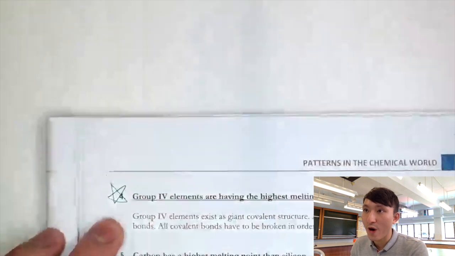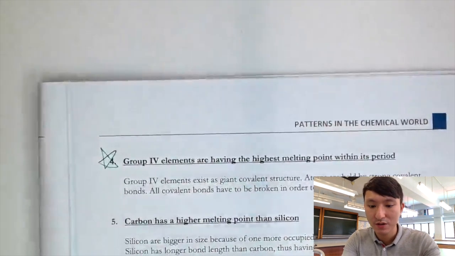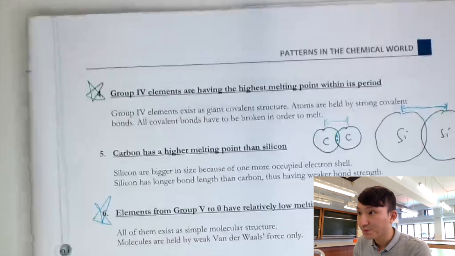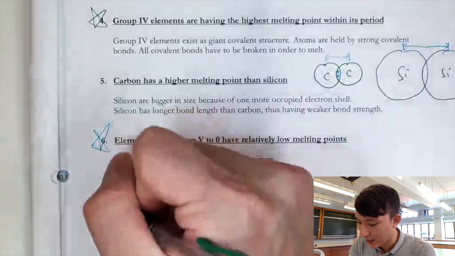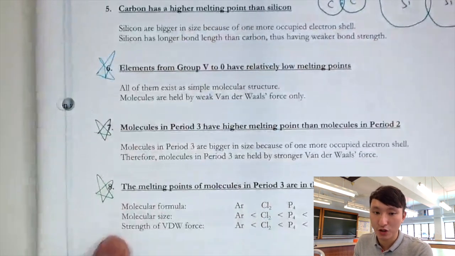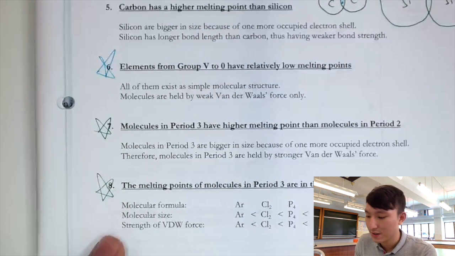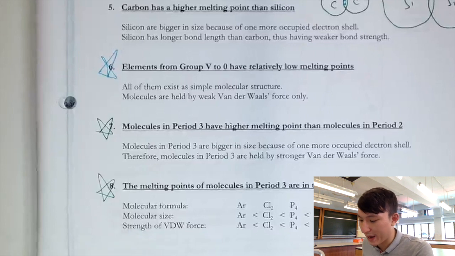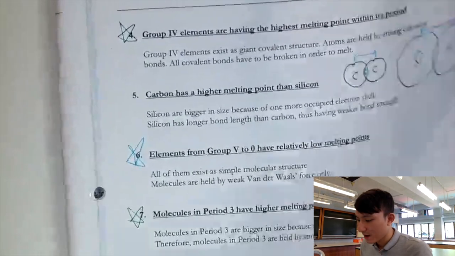You also have to talk about group 4 elements having the highest melting point because of the giant covalent structure. And also you need to know about the size of molecule, how it is related to the strength of van der Waals force, and therefore the melting point or boiling point. Okay, so these are the things you have to pay extra attention to. Basically 1, 2, not 3, not 5. The others are important.